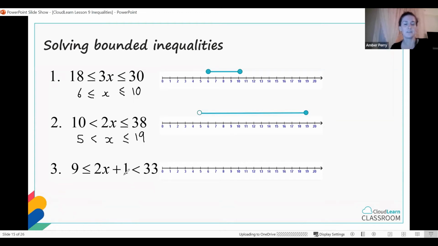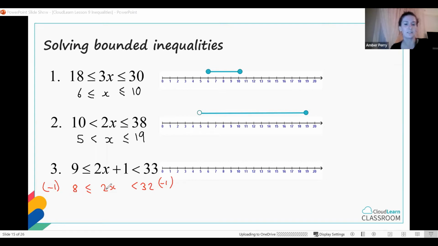First step, hopefully you'll recognize exactly the same as solving any normal equation. We're going to subtract the 1 from both sides. So we're going to have to do it to all 3 of these now. We're going to do 9 minus 1, which is 8, less than or equal to 2x. That 1's gone away because we've taken it away, and it's less than 32.